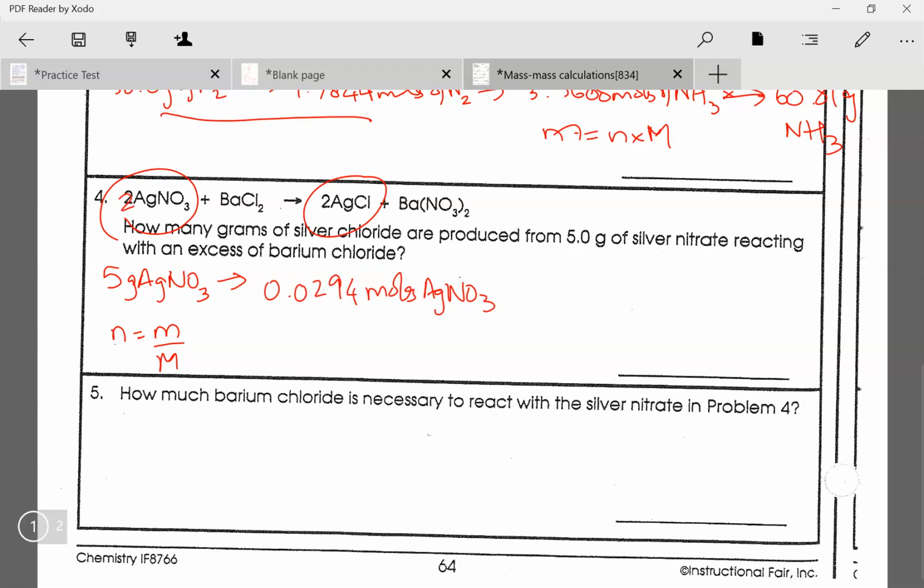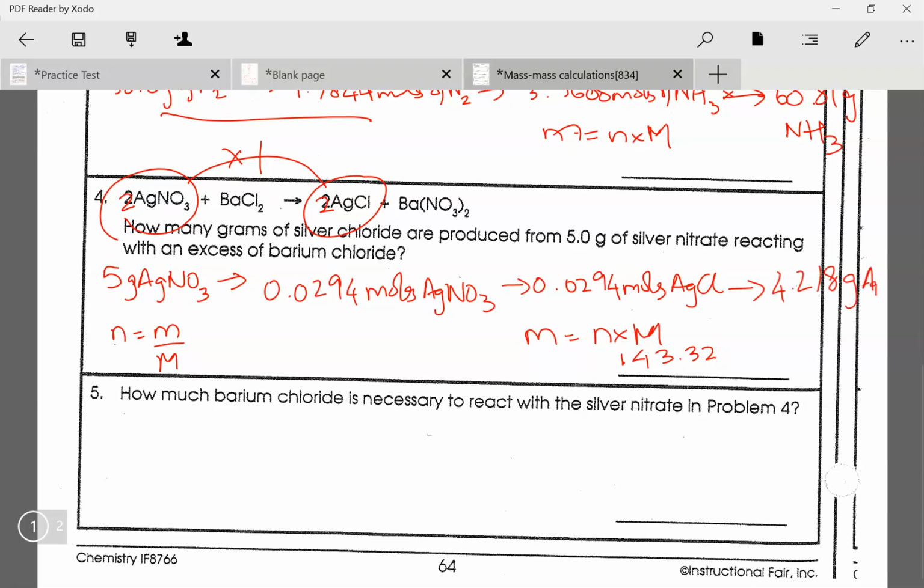Now I do the stoichiometry. So 2 moles produce 2 moles. So I just multiply by 1. The value doesn't change, so the value won't change here either. And then to go from moles to mass, I do mass equals number of moles times molar mass. So I multiply this value by the molar mass of AgCl, which is 143.32, so this times 143.32 gives me 4.218 grams of AgCl.